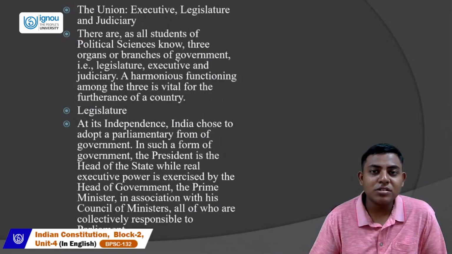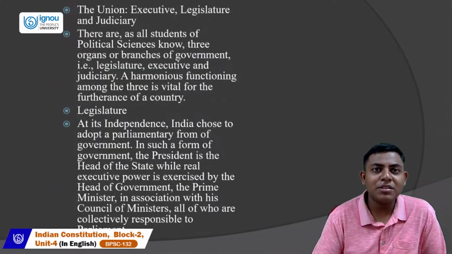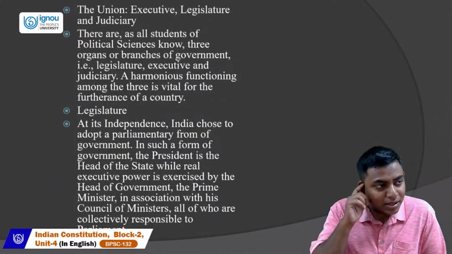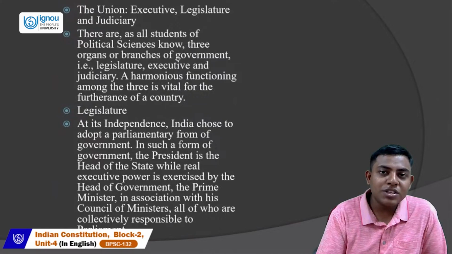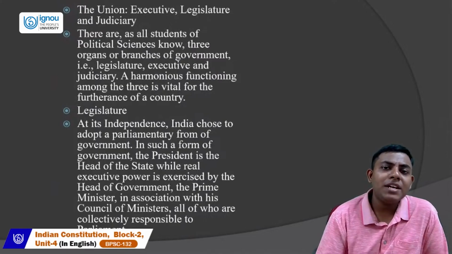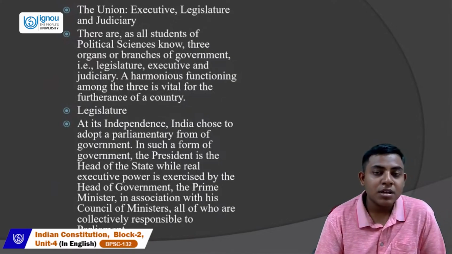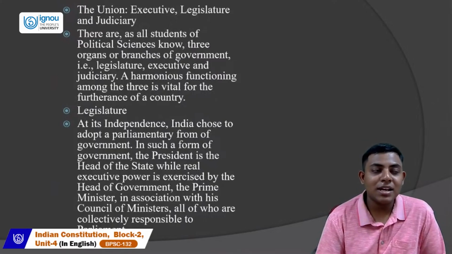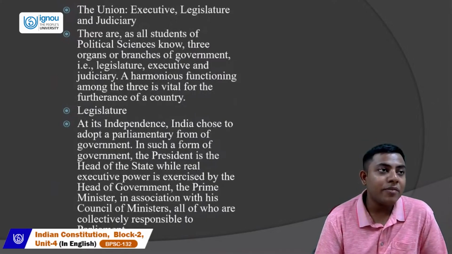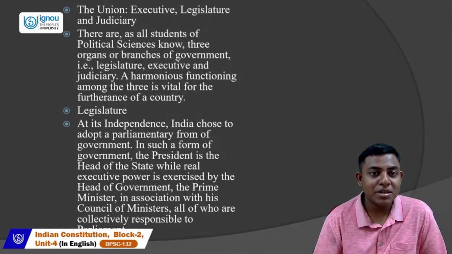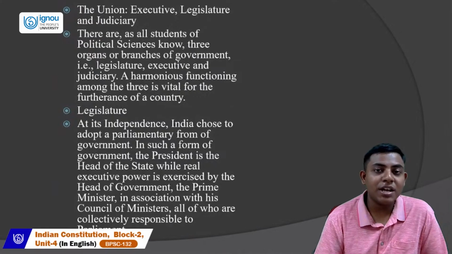Article 85 talks about the sessions of the Parliament. There shall be 3 sessions in the Parliament: the budget session, the monsoon session, and the winter session. Then we have Article 86, which says that the President can send messages to the House and can address both the houses of the Parliament. Then Article 87 says that the President shall address both the houses at the beginning of every year. So before the budget session, the President shall address a joint sitting of both the houses.